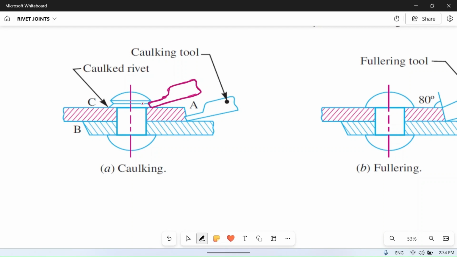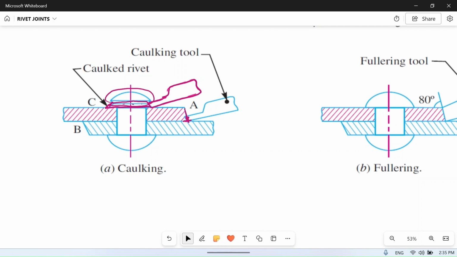Once you hammer here, then here, then here, then here, and it is hammered through 360 degrees at all the points, and at this plate edge also it is hammered. So in this case, you see the shape of the rivet is changing, and the gap between the plates fills. Here also, if there was any gap, then it fills. So it makes the joint leak proof.